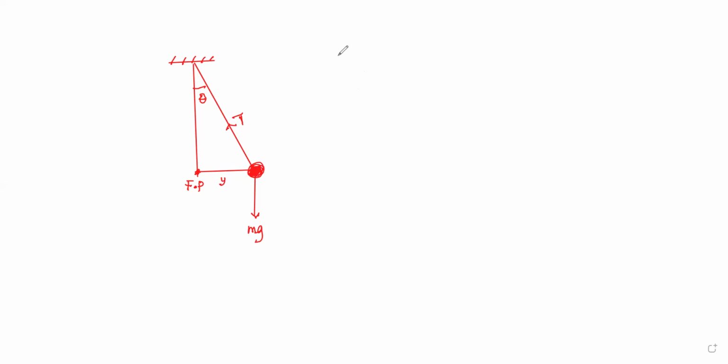I said that for simple harmonic motion, theta must be very, very small. If theta is large, it creates a non-uniform oscillation, which I'll talk about.